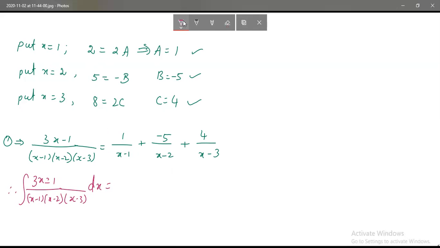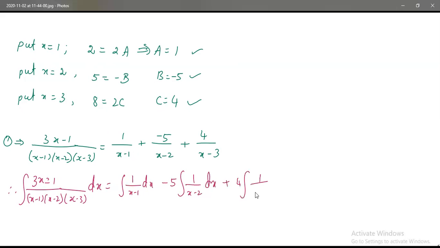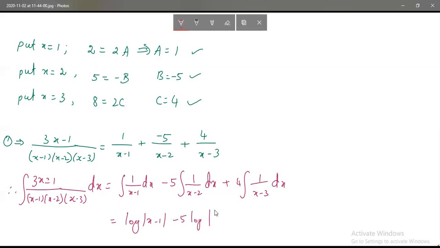Also you can split it. You can split it as integral 1 by x minus 1 dx. Next one, minus 5 you take outside, so it is 1 by x minus 2 into dx, plus 4 into integral 1 by x minus 3 into dx. So you get log of mod x minus 1, minus 5 into log of mod x minus 2.